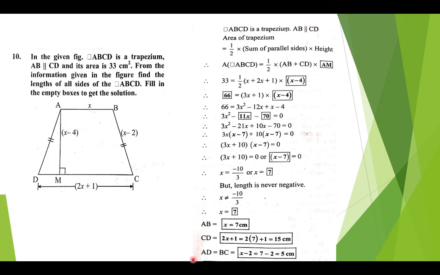Whereas your AD is equal to BC. AD is equal to BC is equal to x minus 2, which is equal to 5 centimeter.